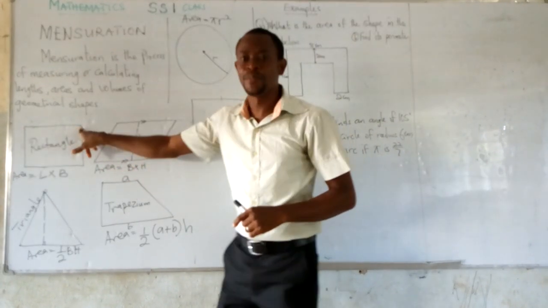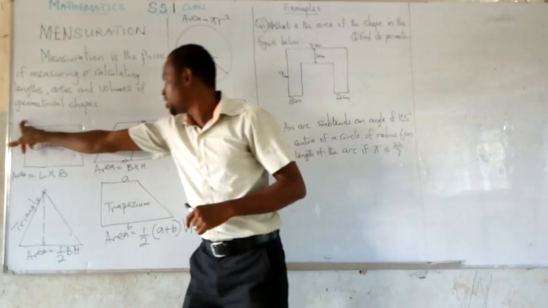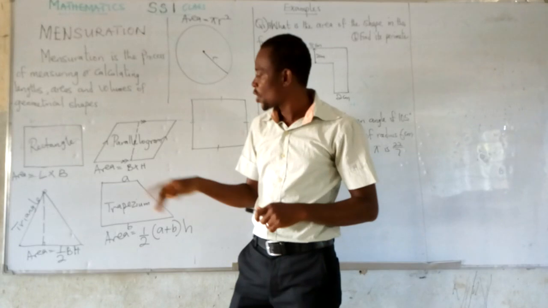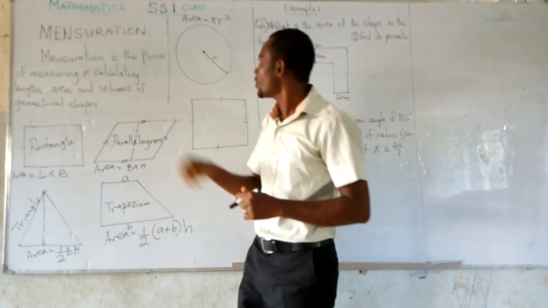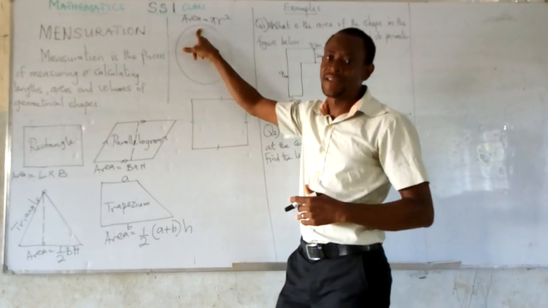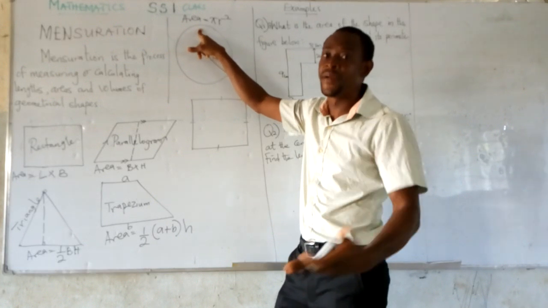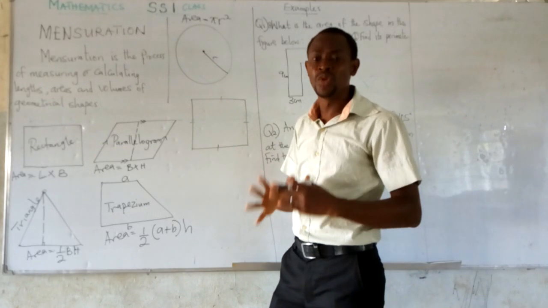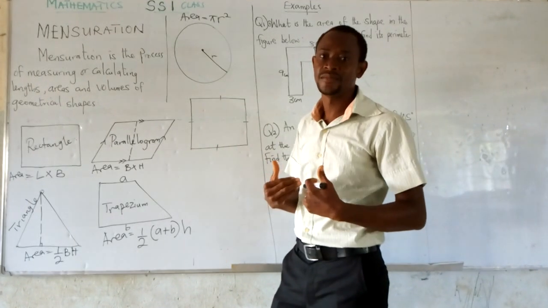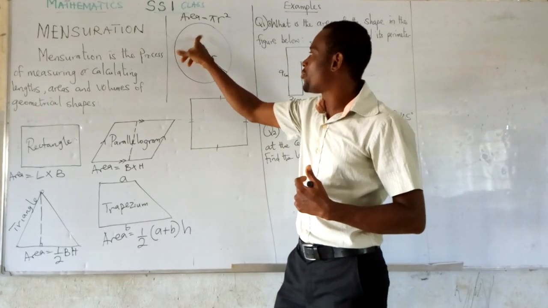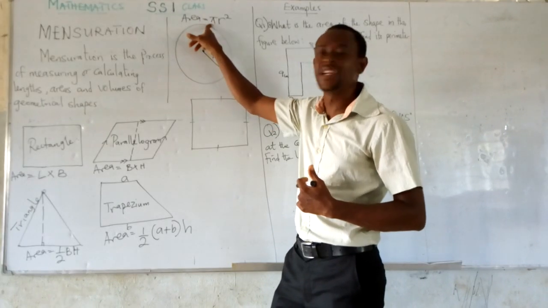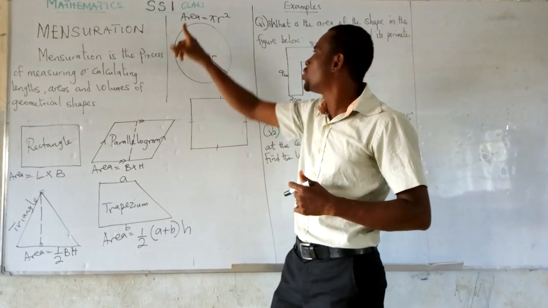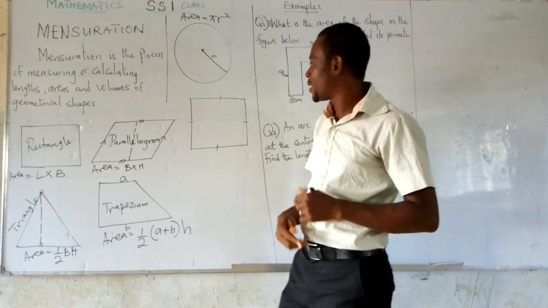Then, if we are also looking at perimeter, perimeter is the distance around a shape. So if we want the perimeter of this shape, it is this, plus this, plus this, plus this: the summation of all the sides of any of these shapes. In a circle, most times you may not see the word perimeter. The distance around the circle is most times called the circumference. The formula for circumference is simply 2 pi radius, but for area, the formula is pi radius squared.